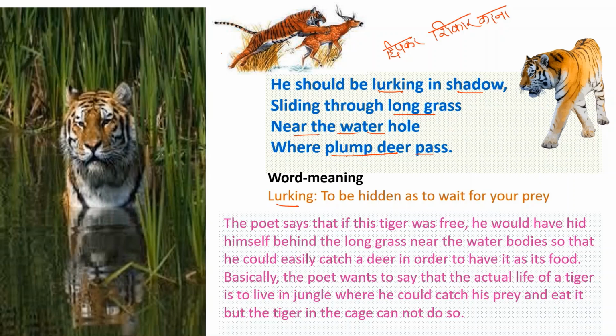Here the poet is basically trying to tell us कि tiger का actual काम क्या है? Because tiger is free to live in the jungle, so it is free to lurk. Lurk means to hunt while staying hidden in shadow behind the long grass near a water hole and hunt for a deer. तो उसका काम है deer का hunt करना और उसको eat कर लेना. पर क्योंकि tiger is in the cage, तो he is not able to do this.